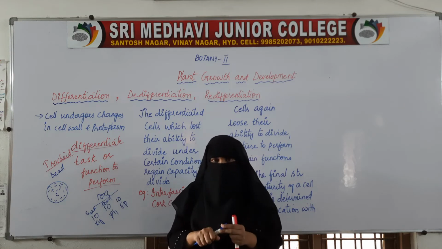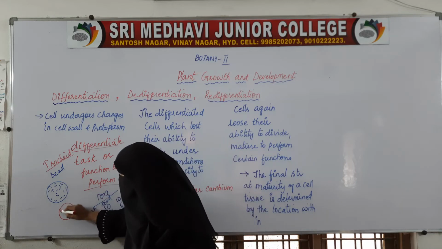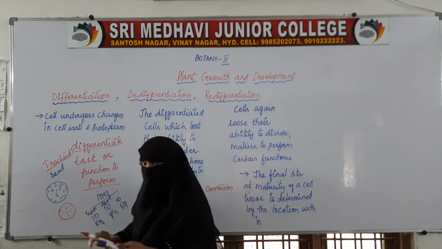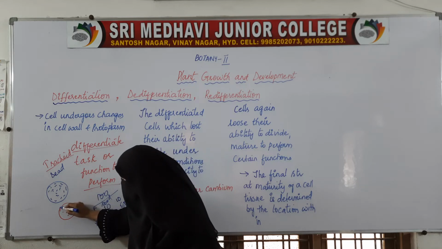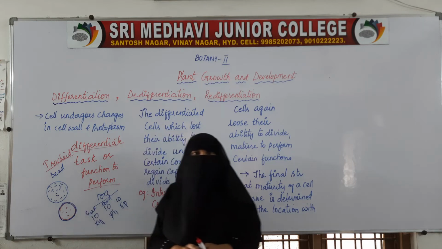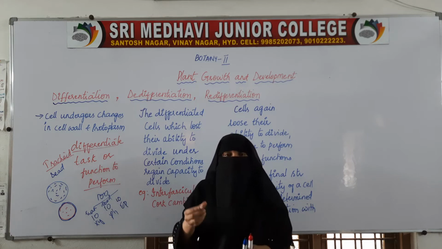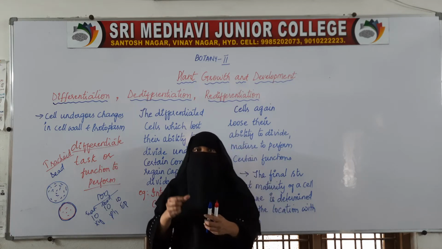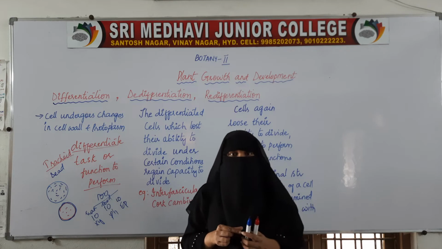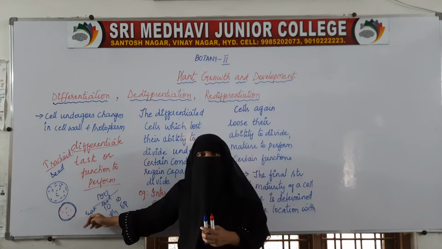After assigning of a function, the cell loses protoplasm. Only a little protoplasm will be present, and around the cell a very thick lignified wall will be formed. That lignified wall will not allow the water to come out, as well as it gives strength to the cell, and the cell has to lose its protoplasm.